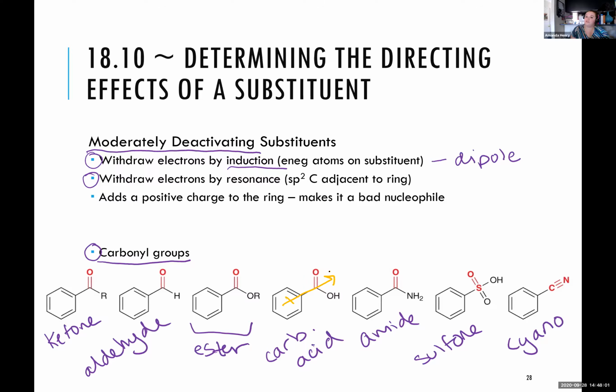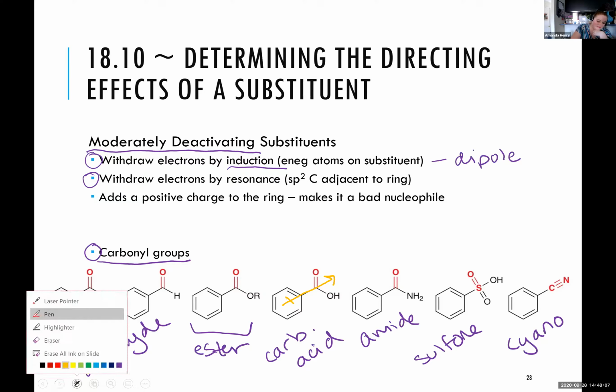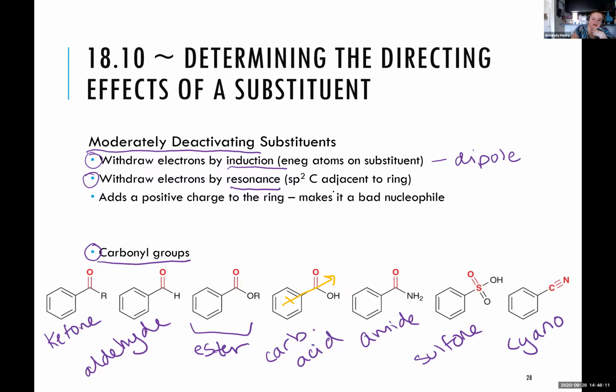And then the stronger force is that they can also withdraw electrons through resonance. The thing to look out for here is that we have an sp2 carbon adjacent to the ring. So we have a carbon that can participate in this resonance. I do have one to practice. Oh, I think it is on the next slide. Okay.